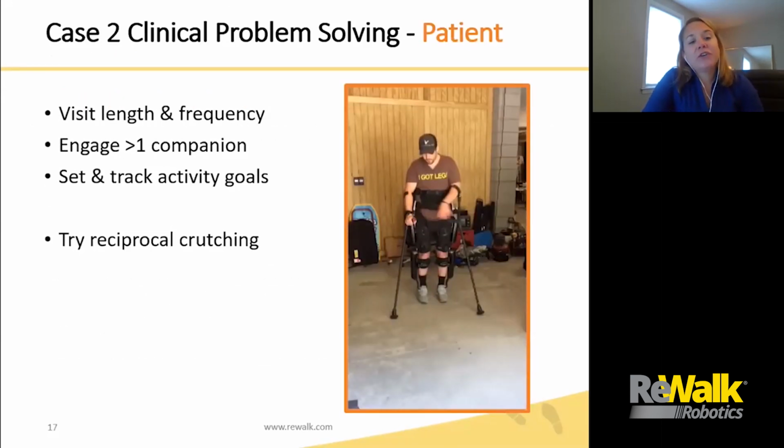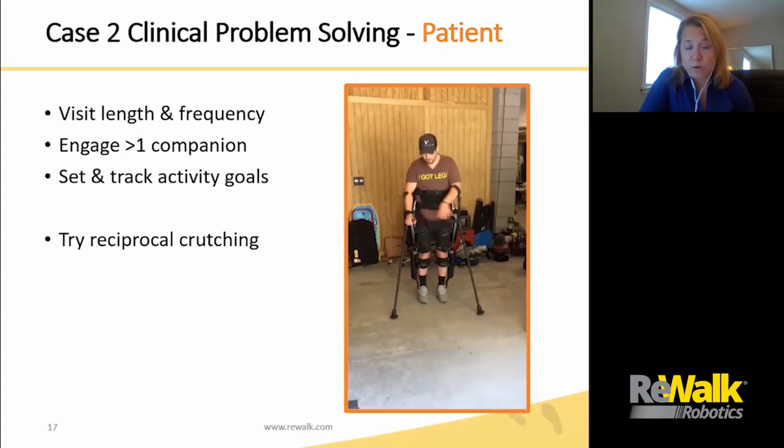What the patient can do: the first three things are something that you're going to have to really help them with, but essentially visit length and frequency. You want to get them in there hot and heavy if you can. For patients who can only make it in once per week or once every 2 weeks, there's obviously a harder time gaining traction. So if you can get them in there twice per week, ideally, that would be great.